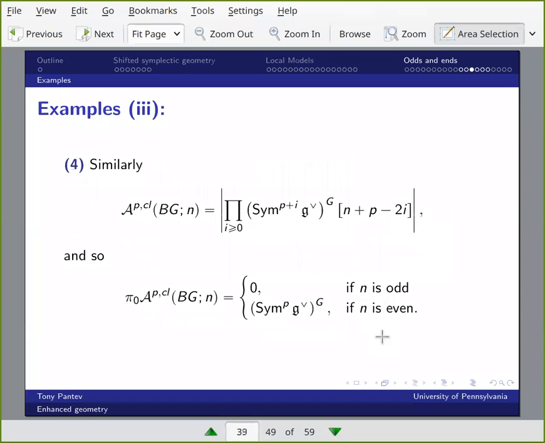And something that's going to come in handy very soon when we talk about symplectic structures: if you look at the closed p-forms on BG, which are shifted by n, then they're 0 if n is odd, and they're the degree p invariant polynomials if n is even.